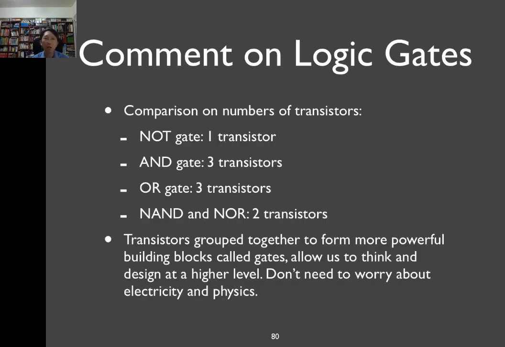Here we have some comments on logic gates. Compare the numbers of transistors. NOT gate 只需要一个电晶体。AND gate we need 3 transistors. OR gate we also need 3 transistors. However, NAND gate and NOR gate we only need 2 transistors.